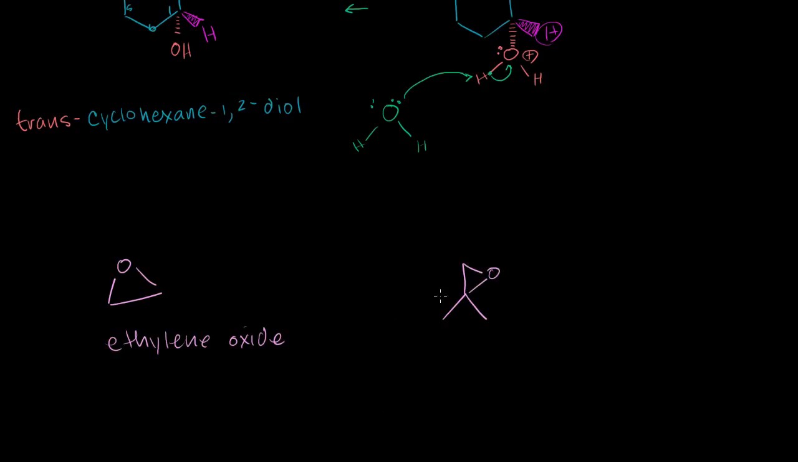And so this part, if we just look at the main chain, you could view this as a propane, having 3 carbons, 1, 2, 3, and then a methyl branching off of it.